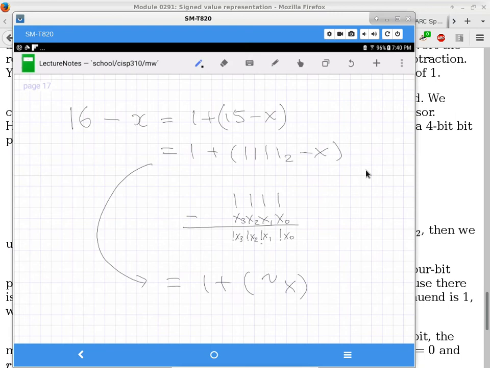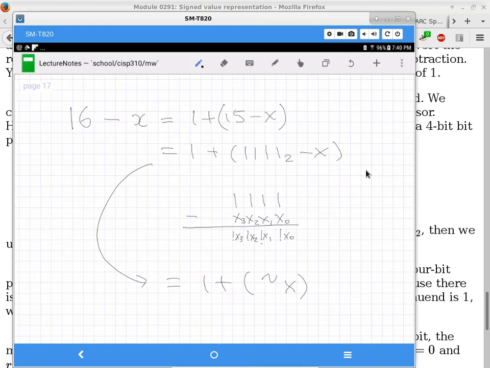What is bitwise NOT? Bitwise NOT is exactly that. You take every single bit position and you just flip it. You flip it on a bit by bit basis. Okay.